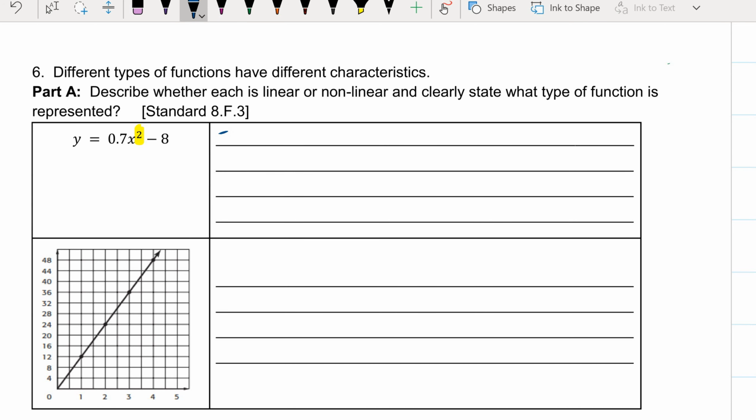Okay, describe whether it is a linear function. This is not a linear function because the variable has a power greater than 1.